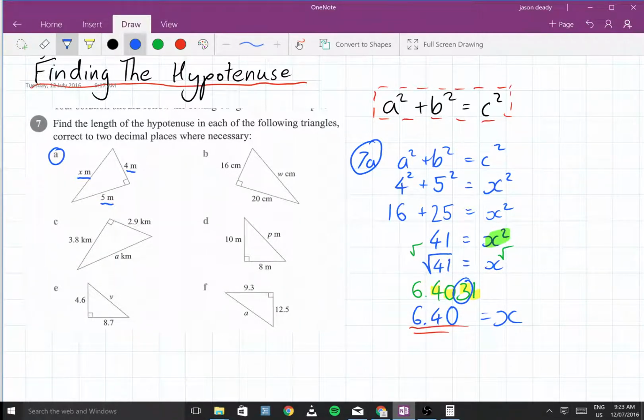There are a few steps in this one, but if you follow the same thing each time, you can't go too far wrong.